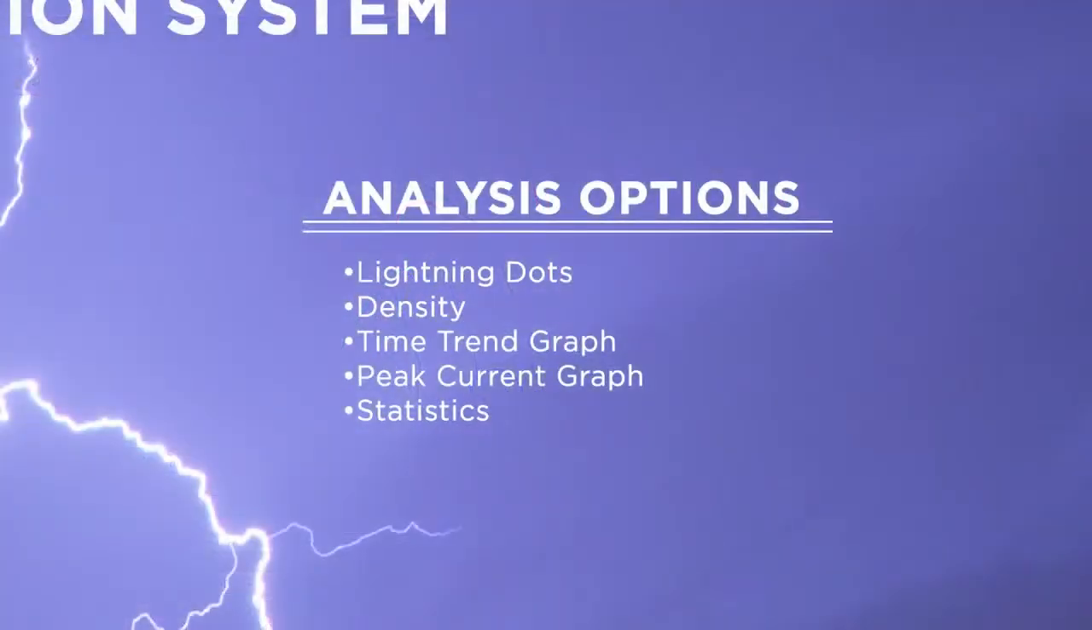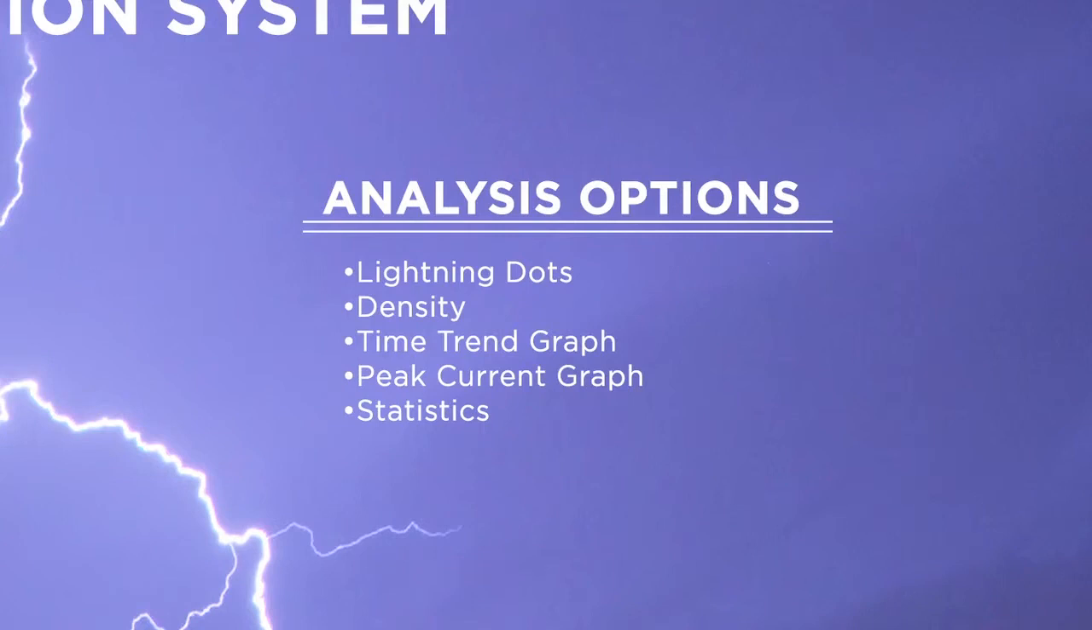Here are the options you have when running an analysis. Lightning dots. All lightning events show up on the map. Density. A gridded layer that will show the events within that grid per month or per year. Time trend graph will break down the number of lightning events by a set time interval and then allow you to quickly show it in a graphic form.